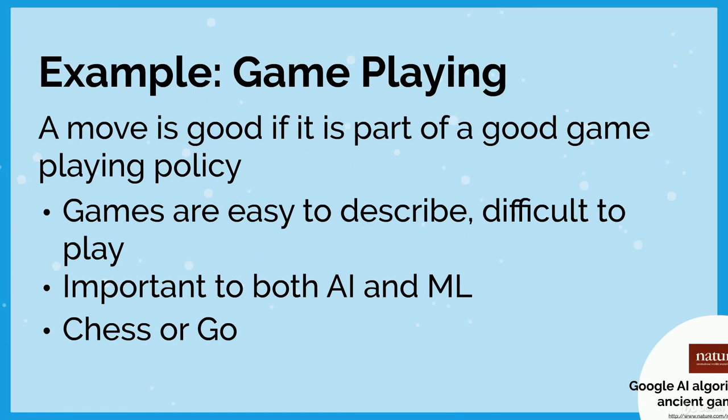So reinforcement learning and game playing specifically is very important to AI and machine learning. Some examples of this are the games chess or Go. AI algorithms, or machine learning algorithms, really reinforcement learning algorithms, have been used to master both chess and Go.